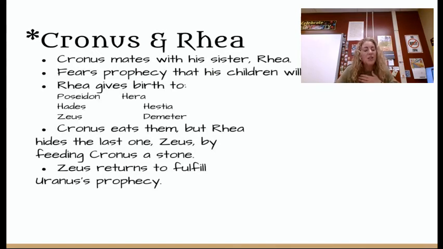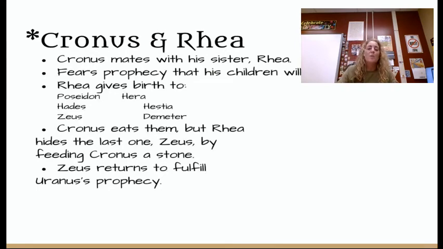But Rhea, she loves her children, right? She's a super involved mom, and she wants all of her children to grow up happy and healthy, but she doesn't get to the first five. But she is able to save the last one, Zeus. She wrapped a stone in a blanket and handed it to her husband Cronus and said, here's our last son. And he ate it thinking it was Zeus. But his wife, Rhea, tricked him.